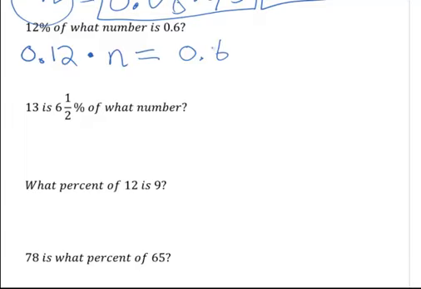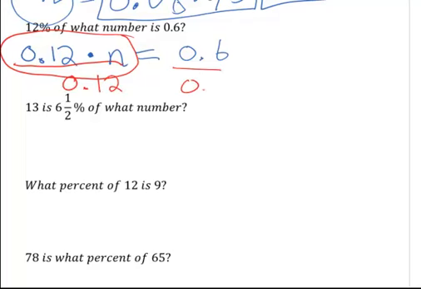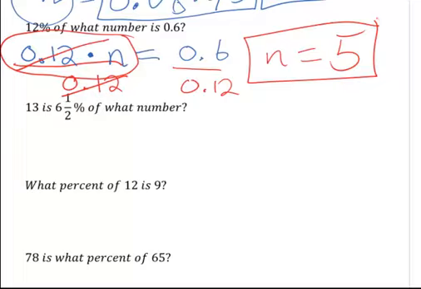If you remember earlier, we're trying to get the letter n by itself. My letter n is not by itself right now because it's being multiplied by 0.12. So the opposite of multiplying is to divide. So I'm going to divide both sides by 0.12. These will cancel. That'll leave me with n equals, and now I'm going to take my calculator, take 0.6 divided by 0.12, and I'm coming up with 5.